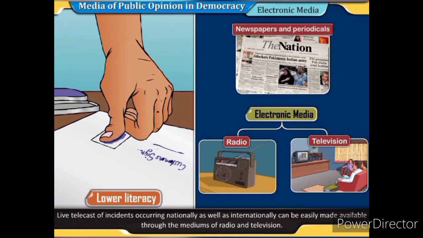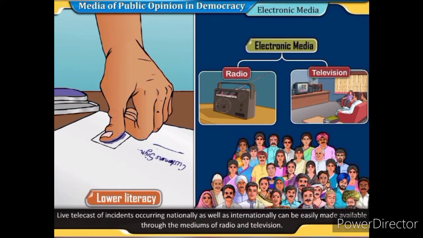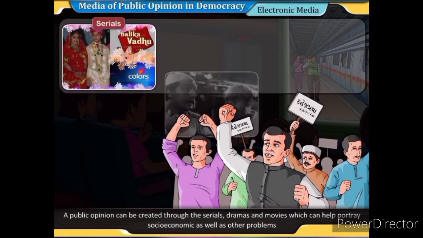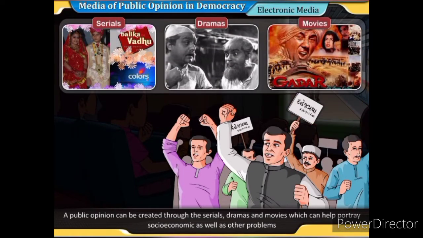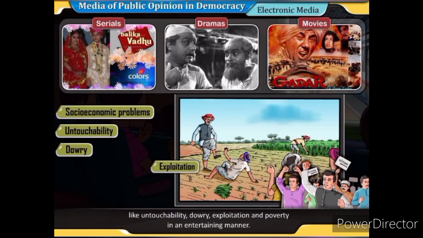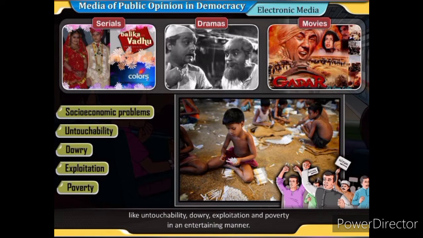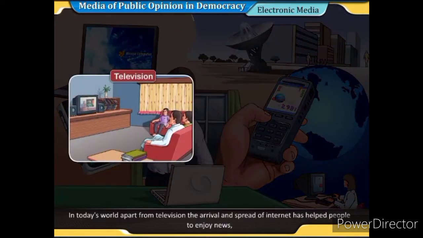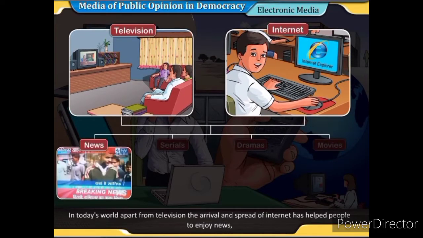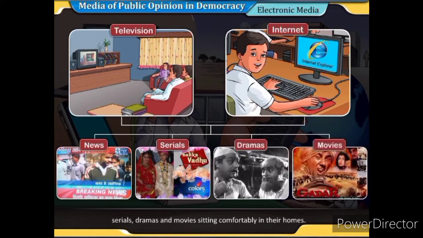Live telecast of incidents occurring nationally as well as internationally can be easily made available through the medium of radio and television. A public opinion can be created through the serials, dramas and movies which can help portray socio-economic as well as other problems like untouchability, dowry, exploitation and poverty in an entertaining manner. In today's world, apart from television, the arrival and spread of internet has helped people to enjoy news, serials, dramas and movies sitting comfortably in their homes.